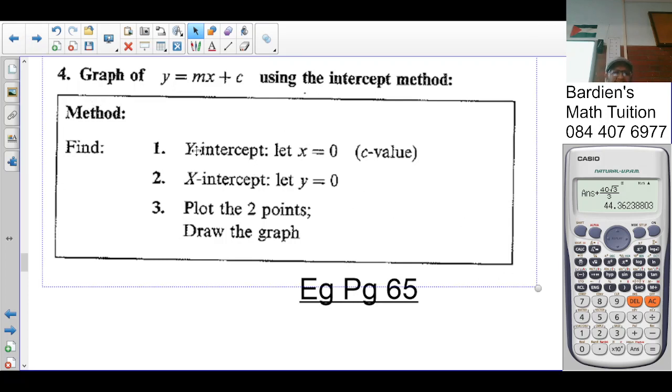So yesterday the last note we made was the graph of y is equal to mx plus c using the intercept method. And we said the method is: one, finding the x-intercept by letting y equal to 0; two, finding the y-intercept, let x equal to 0; and three, is to plot 2 points, then draw the graph. Alright, but we haven't done any examples on that yet, not so. Let's look at the first example.